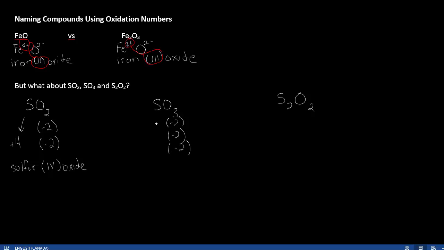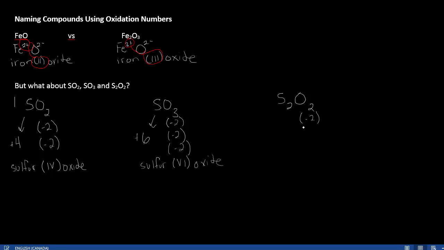SO3, again, each of the oxygens has an oxidation state of -2. This means sulfur must be +6. So that single sulfur atom present brings all the +6. So this is sulfur(VI) oxide.